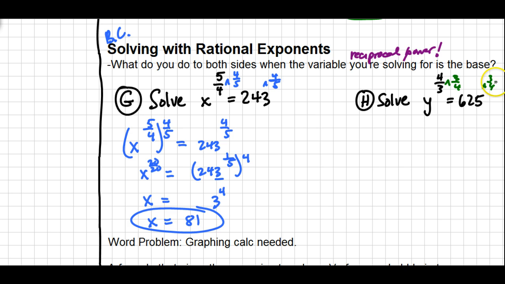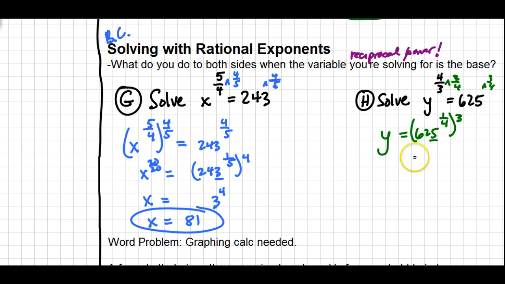So 3/4 gets raised on both sides. On the left-hand side, the fractions will cancel each other out. 625, let's rewrite that as a 1/4, and the 3 gets done separately. So the 4th root of 625, it ends in a 5, so 5 would be a good guess.